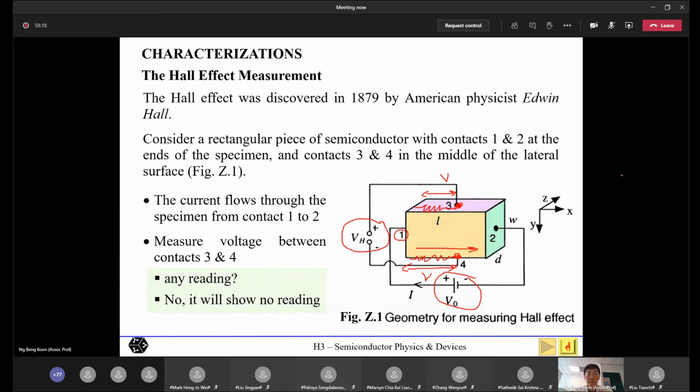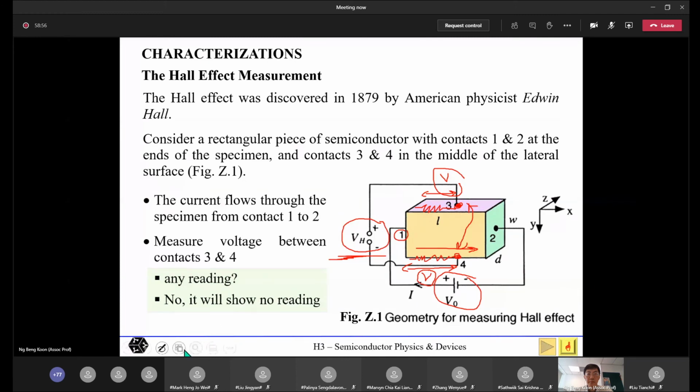In this case, what is the potential difference between point 3 and point 4? It will simply be the difference between these two voltages we mentioned. This V minus this V, and you'll find that the potential difference between point 3 and point 4 will be 0. So if you put a voltmeter at the ends of point 3 and point 4, your voltmeter will measure 0 volts. That's what you expect.